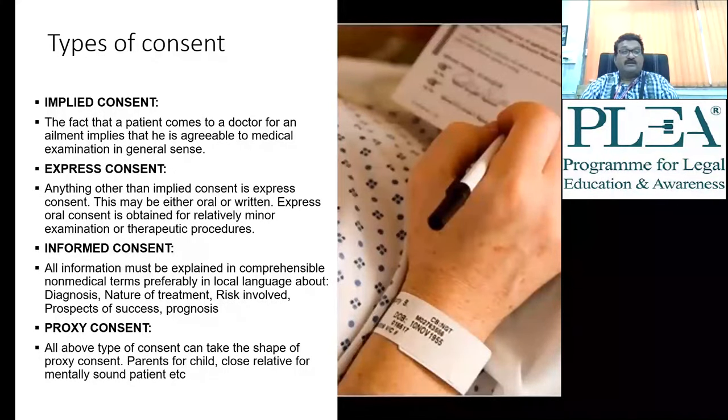Now, these are basic types of consent we all should know. Implied: I'll give a basic example in this. Any patient going directly to the OPD of any medical practitioner, that is the implied consent. Means in that case, the doctor need not ask him, are you providing consent for examination? If he himself or herself approaches any doctor, that means he has given an implied consent to that registered medical practitioner. Then the second type of consent is an expressed consent. What is that? Anything other than implied consent is expressed consent.